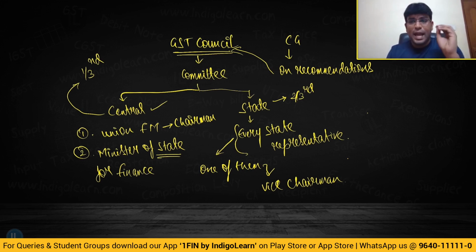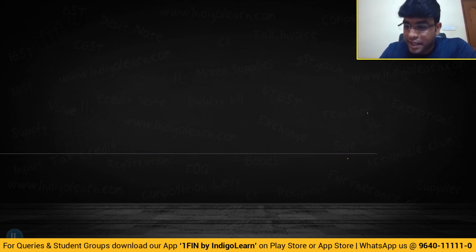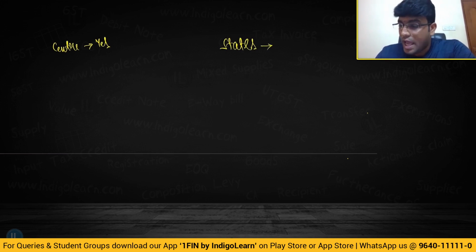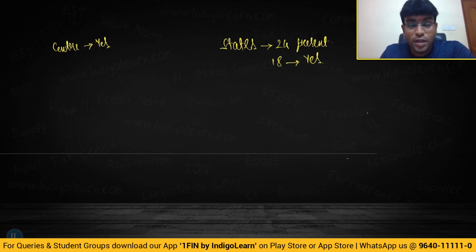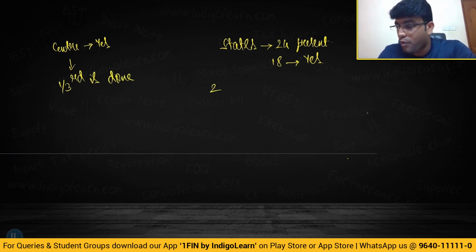Let me give a small example and take 2 minutes so that we'll get full clarity on this point. Come on guys, let's say for some decision, central told yes and states, let's say 24 are present and 18 told yes. So if central says yes, that means what is done? 1/3 is done. States, what is the weighted vote, sir? 2/3 is the weighted votes. And how many are told yes? 18. How many are present? 24.